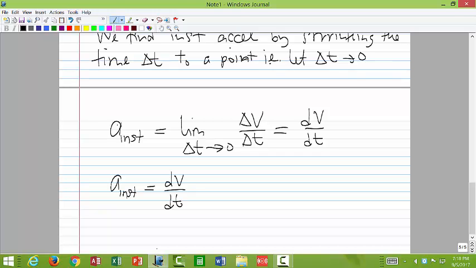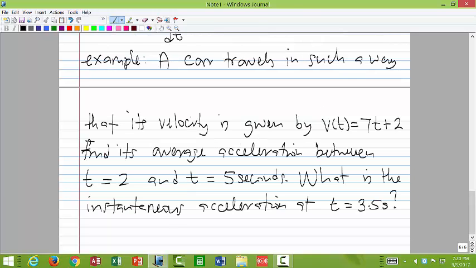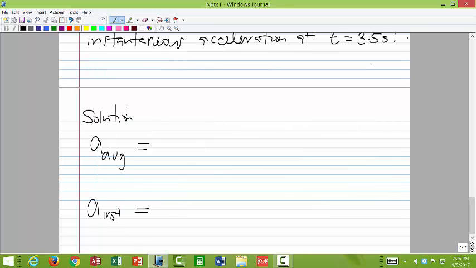Okay, so A is equal to dv dt. Let's do an example on this. Okay, so we can try that. Okay, let's get some of the answers.